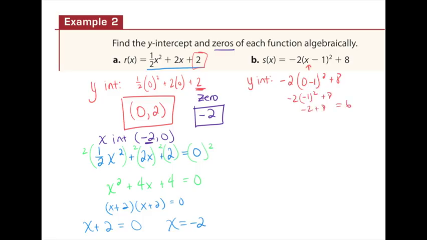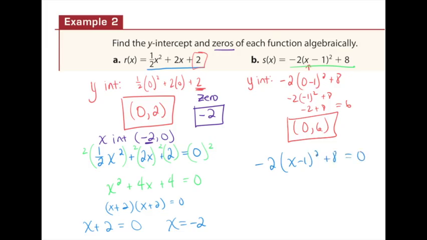And you will get your y-intercept. And so my y-intercept when I solve for it is 0, 6. And I have answered that piece of it. For the x-intercept or for the 0, you do exactly the same thing. You set the function equal to 0. So I'm going to take this function and I'm going to set it equal to 0. So I'm going to say -2 x minus 1 squared plus 8 equals 0.